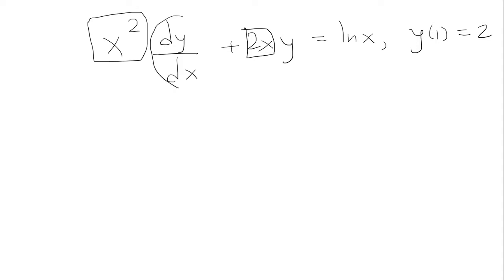Now let's look at dy over dx and y. What's the connection between dy over dx and y? Well, dy over dx is a derivative of y. Okay, so this is basically what's happening.